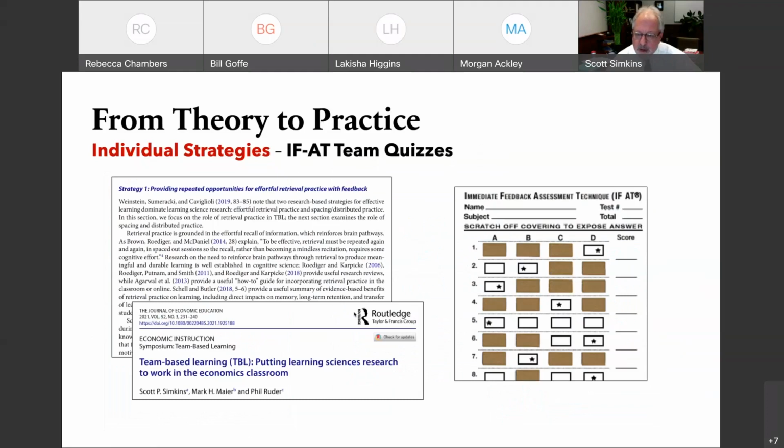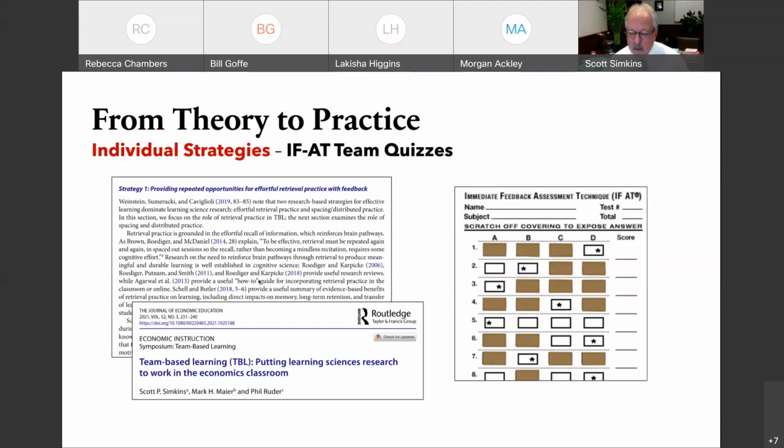Some of you may know about these scratch-off forms. They're IF-AT forms, immediate feedback assessment techniques, and they're quizzes that are done in teams. And the right answer is under one of these. You scratch them off like a lottery ticket, and you get differential points. 4 points if you get it on the first scratch, 2 on the second, etc. And so it provides a game-like collaboration, and it gets people really engaged. And they have to elaborate and convince each other which one is the correct answer for a particular quiz question.